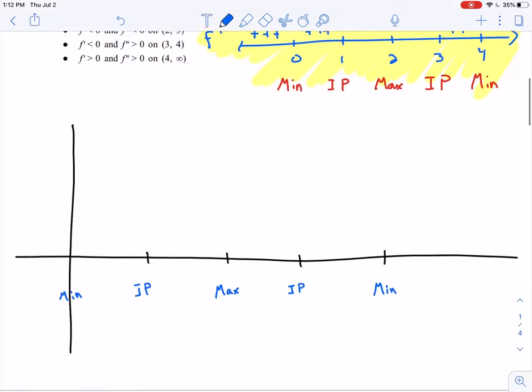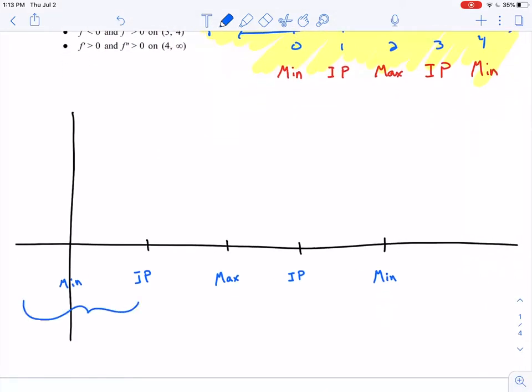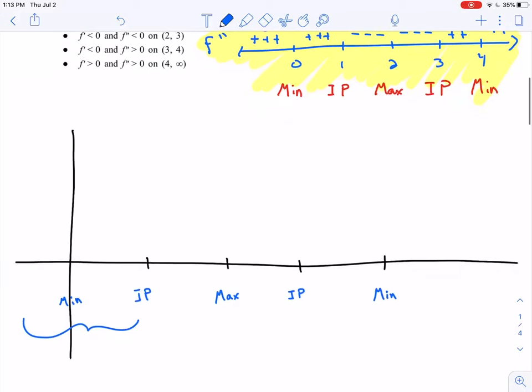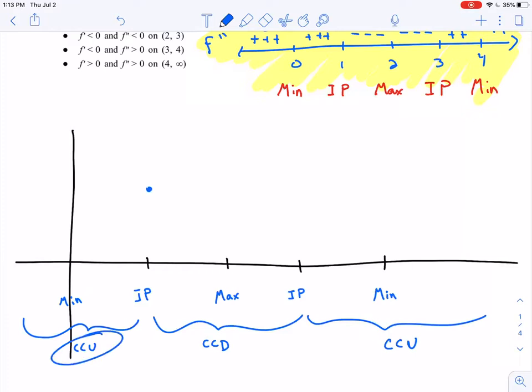So I'm going to make a note down here. In this section, we said it was concave up. Then in between these two inflection points, it was concave down. And then after that, it was concave up once again. So I sort of take these inflection points as I go. I'm just going to plot a point right there at 1 comma whatever. And I say, okay, well, my function on that interval was concave up, and I have a minimum.